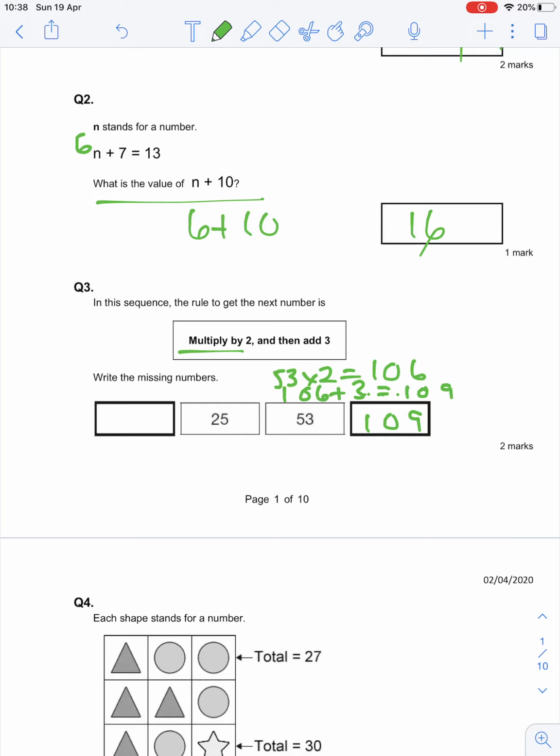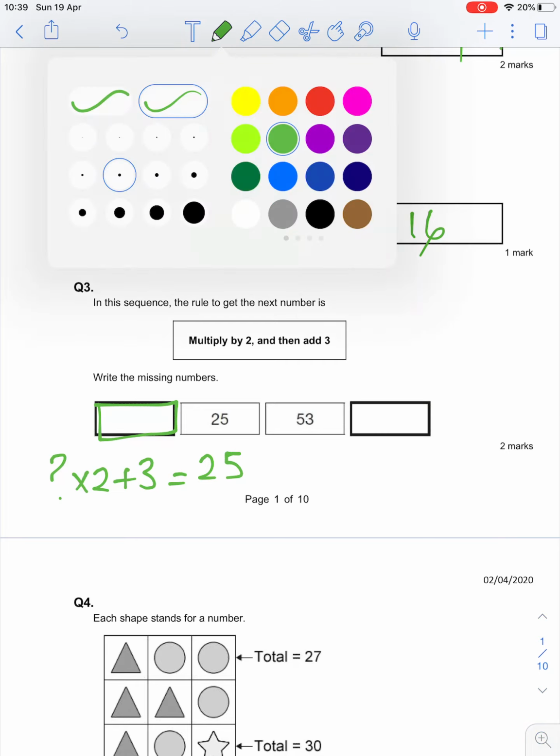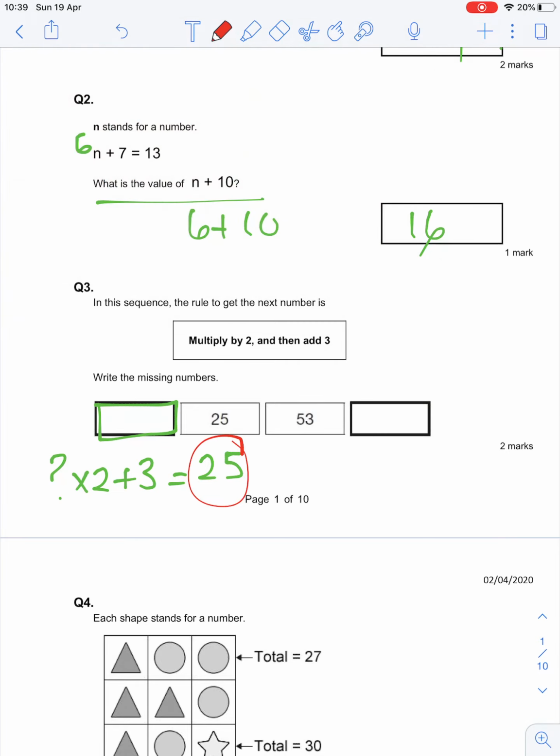Okay, this one is slightly more tricky, this box. Let me just rub this out so I've got a nice lot of space. So this time whatever I multiply by 2 and add 3 has got to equal 25. So something times by 2, add 3 gives me 25. So whenever I've got an answer like this one, what I need to do is work through it in reverse and do the opposite to what it says.